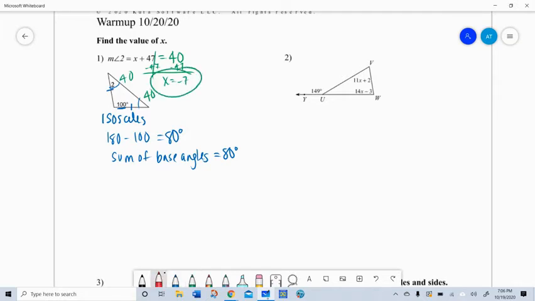In number 2, we want to use the exterior angle theorem.